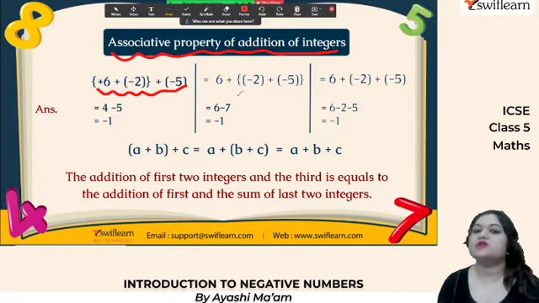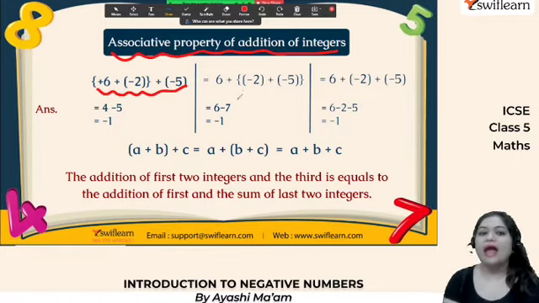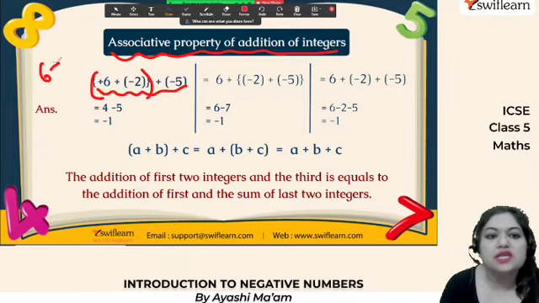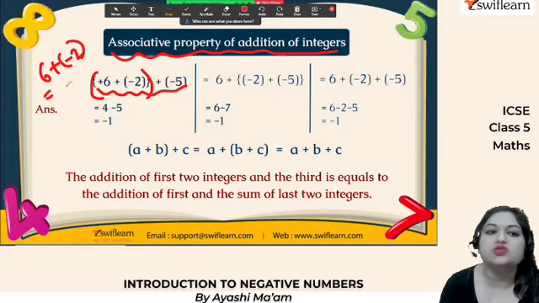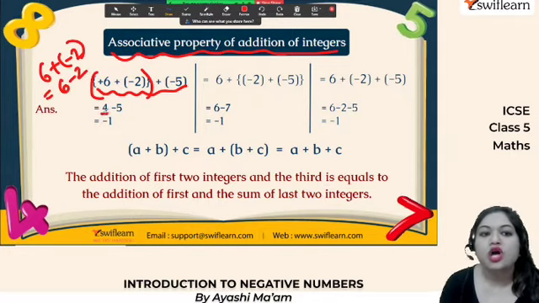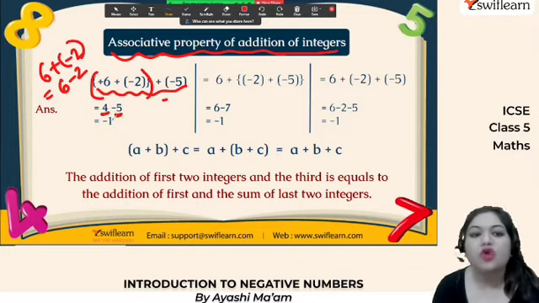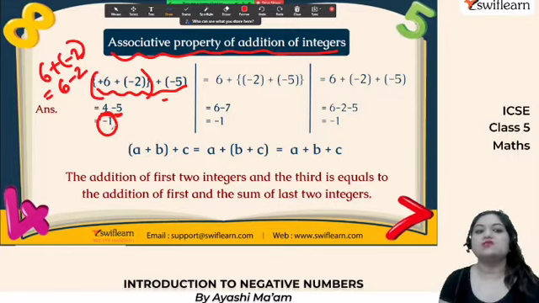We have three numbers, 6, minus 2 and minus 5, and we are adding them. Suppose we add these two at first. So it will become 6 plus of minus 2, plus minus will become minus, 6 minus 2. So we are getting 4. And then again plus and minus will become minus, so this is minus 5. So 4 minus 5 is giving us minus 1.